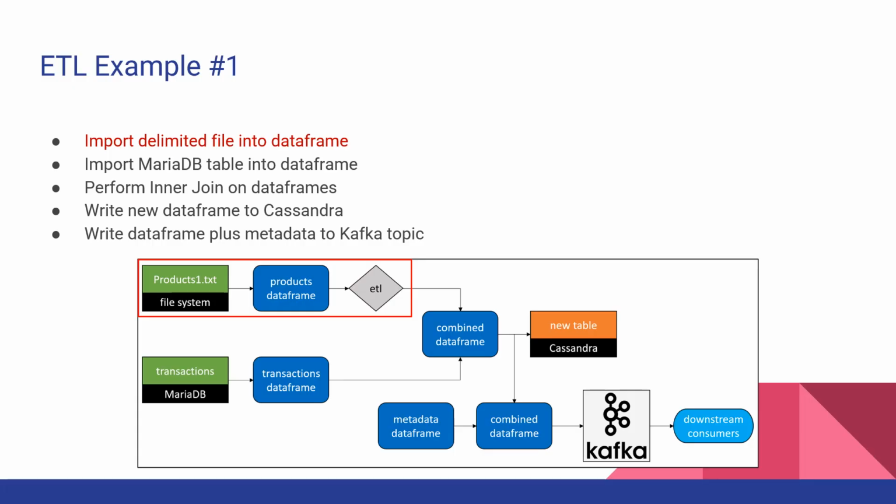In this first ETL example, a delimited text file containing a product catalog is imported into a Spark data frame, and a few transformations are performed on it. Next, a table containing grocery store transactions is imported from MariaDB into another data frame. Then the two data frames are joined and written to Cassandra. Then a new static data frame is created containing metadata and is joined with the combined product and transaction data frame and is written to a Kafka topic where hypothetical downstream consumers can consume and process.